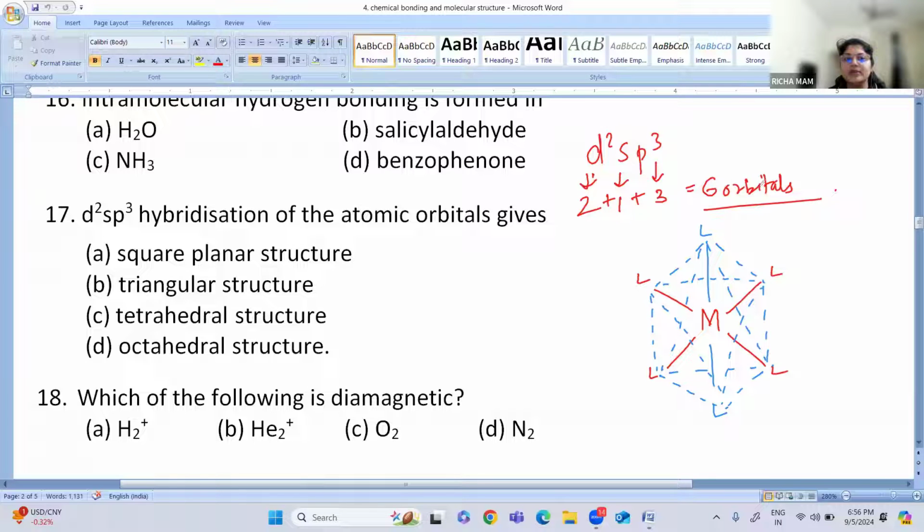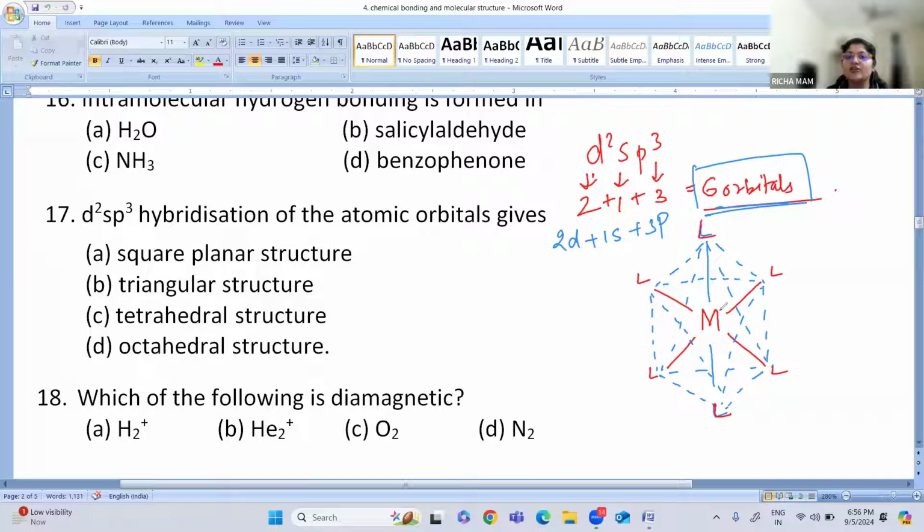So d2sp3 means 6 orbitals are present: 2d, 1s and 3p orbitals. Together it is 6 orbitals. So what type of hybridization is present? It is d2sp3 hybridization, which is octahedral.